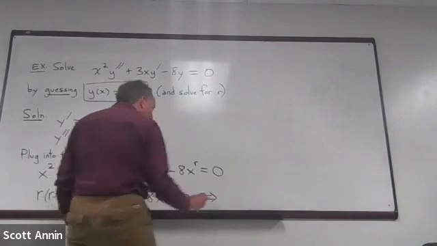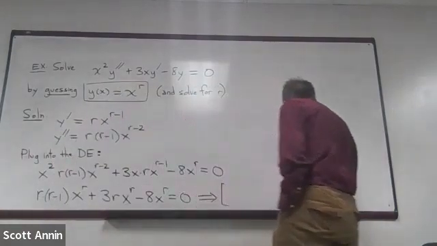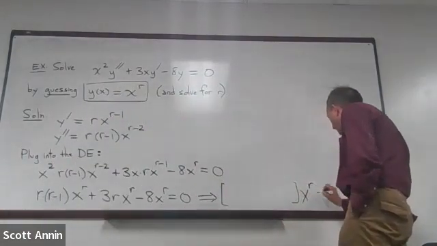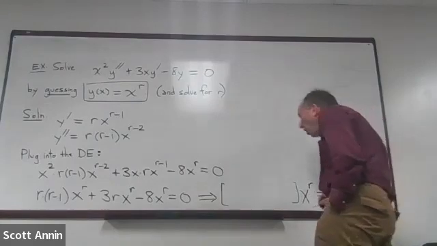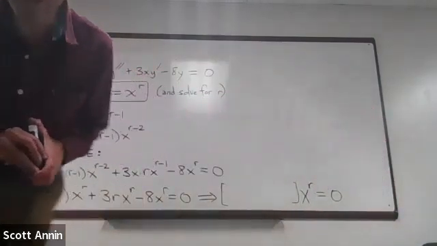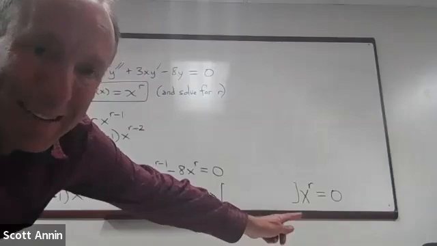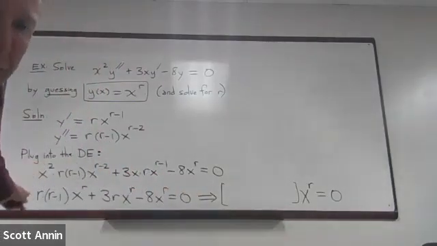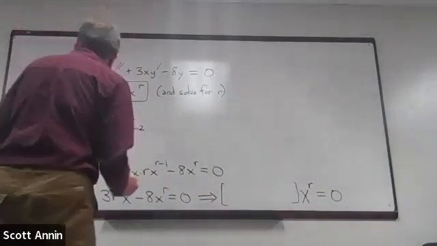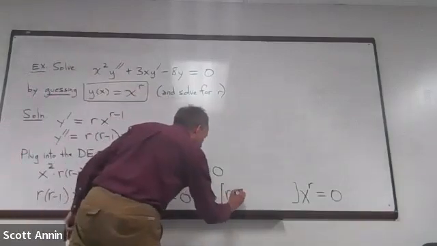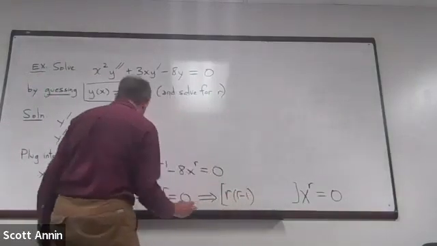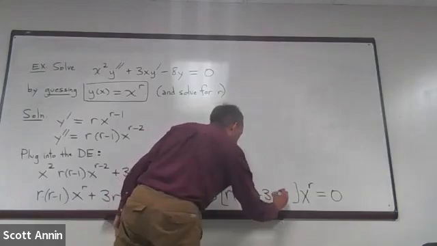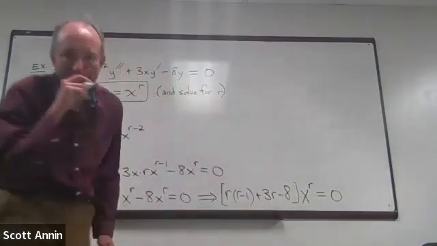And what I'm going to do in the next step is I'm going to realize that I actually have an x to the r everywhere. All of the terms have an x to the r in them, and I'm going to factor it out. So if we do that, what are we left with here? I'm going to have r times r minus 1 plus 3r minus 8, just like that.